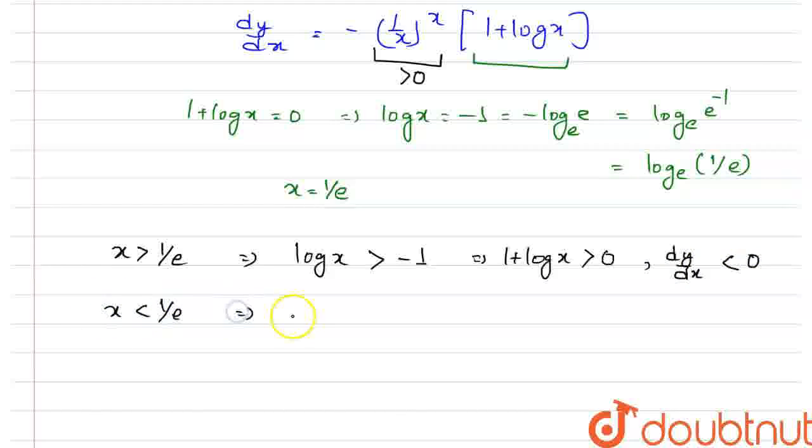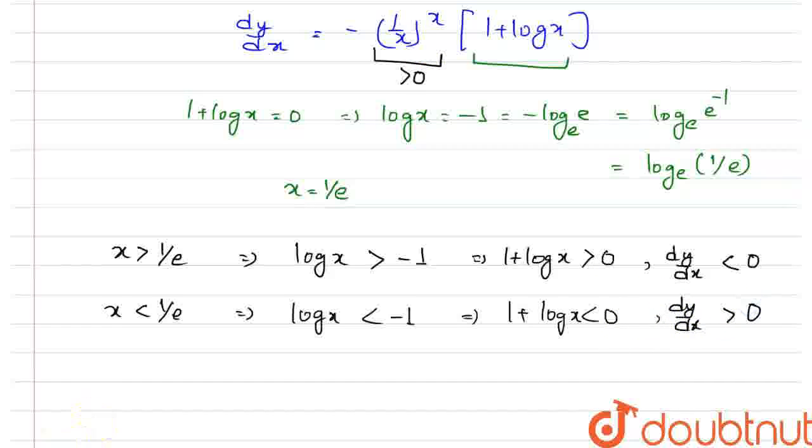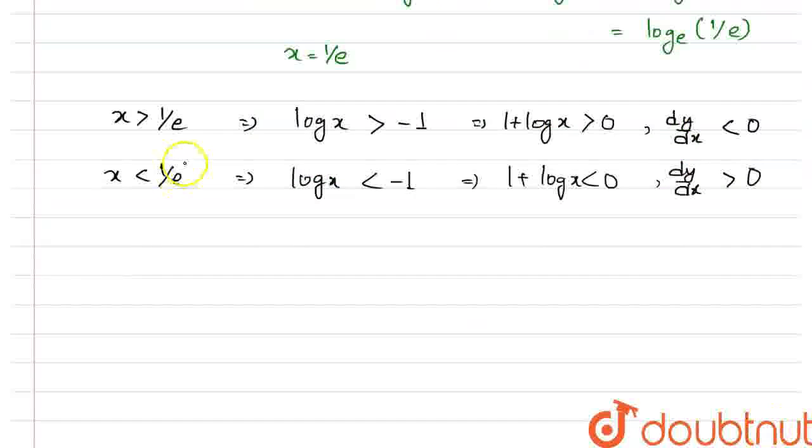And for values of x less than 1 by e, we will have log x less than minus 1, that is 1 plus log x less than 0. So this part is less than 0, and here also we have a negative, and this part is greater than 0. So dy by dx will be greater than 0. So we can say that before x attains 1 by e, the slope of the graph is increasing.